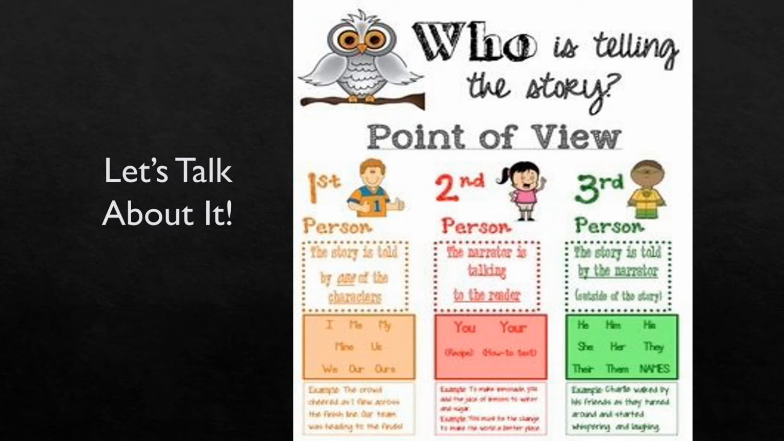As you can see on this slide, point of view can show up in a story in 3 different ways. You have your first person point of view, your second person point of view, and your third person point of view. We will discuss each one of these separately so that we can get a clearer picture of what each one of these means.